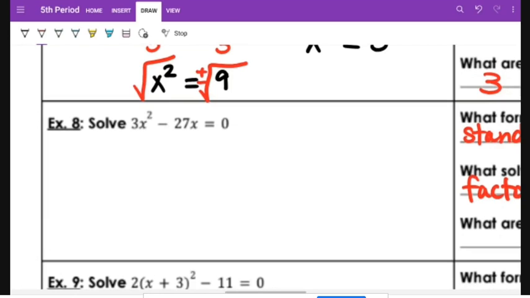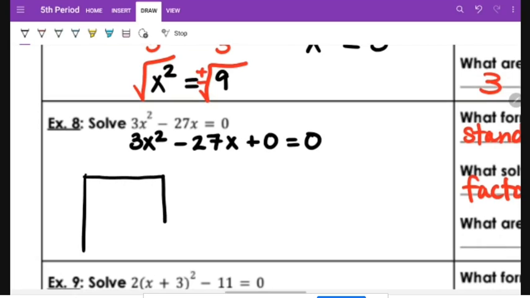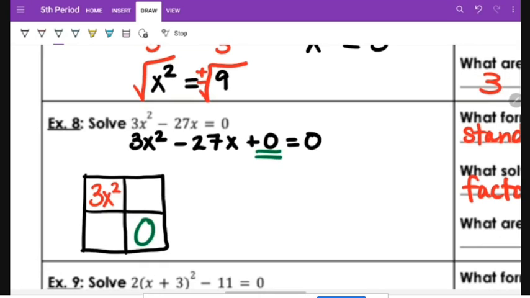We must factor. If it's standard form and we must factor, then we want to make sure that it's actually written in proper, complete standard form. So that would be 3x squared minus 27x plus 0. We need that 0 at the end because we have to have an ax squared plus bx plus c. That helps us figure out where to put things in our grid when we factor. We will have a 3x squared in the top left, but we will have a 0 in the bottom right. That's why it's important to actually list the 0 there.